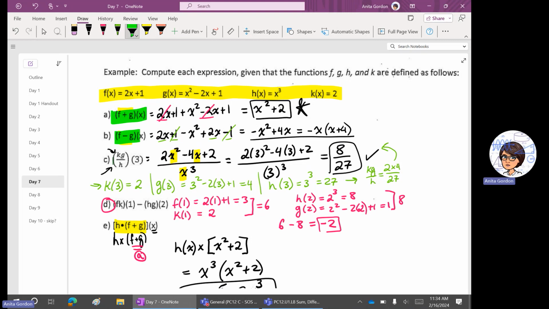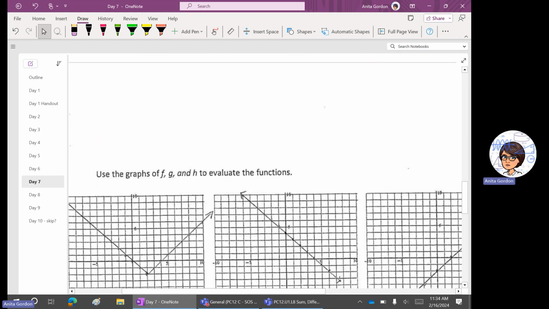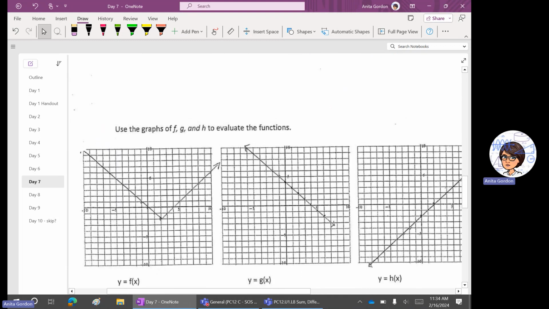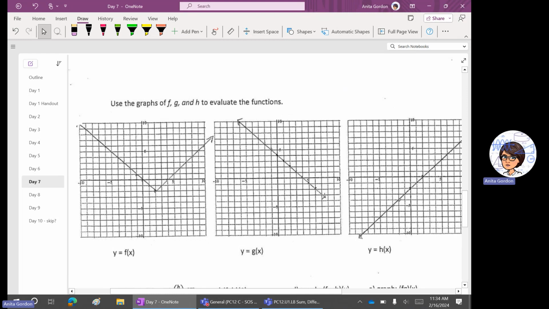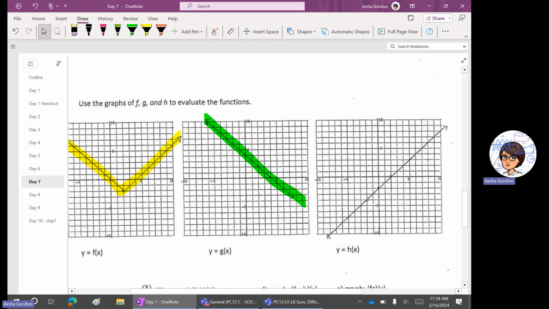We are doing the standard math operations that we usually do on regular numbers. So in the next section, we are going to try to do this visually. Use the graphs of f, g, and h. Here is f. It's a shifted absolute value. G is a line, and h is a line. So here are my 3 pictures for this function.